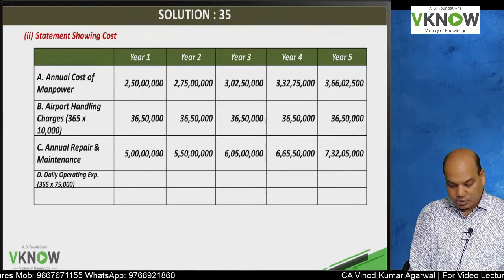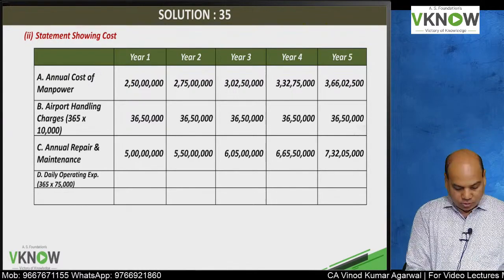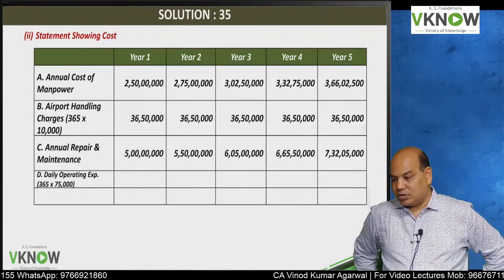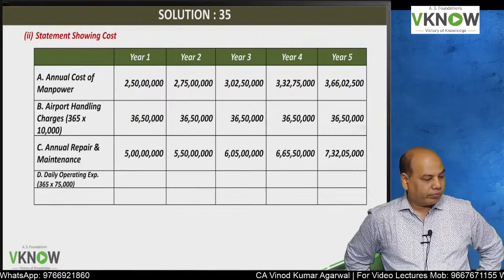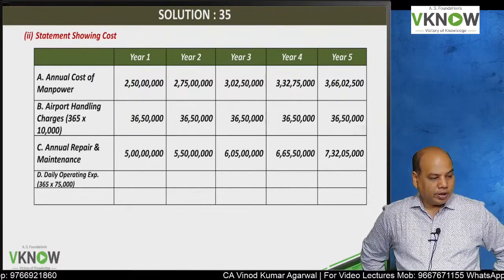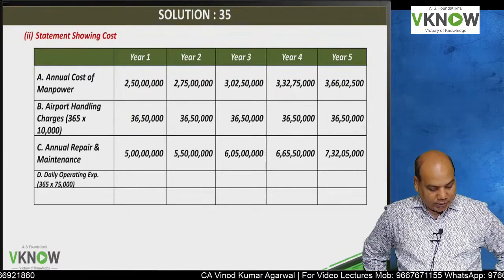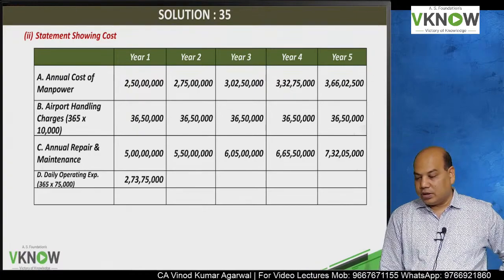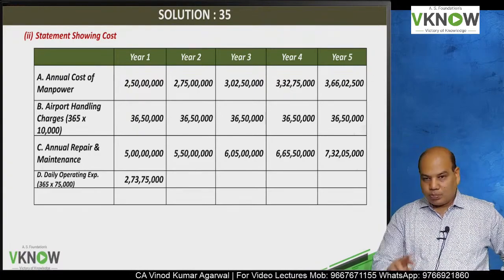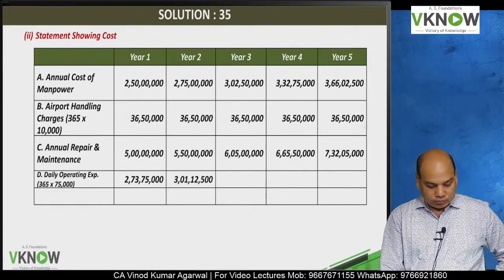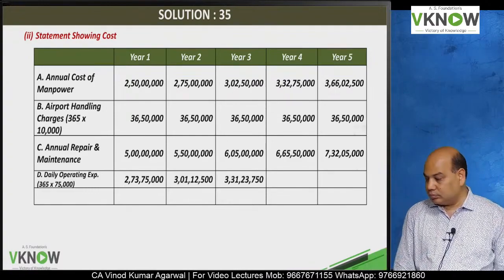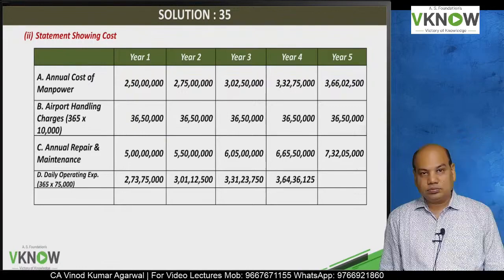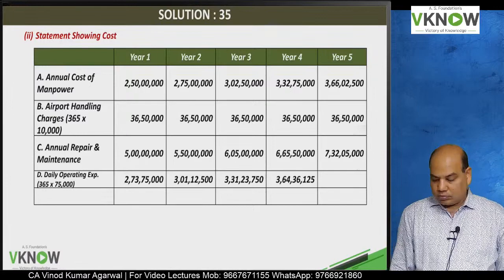Point number D, daily operating expense. Daily operating expense will be 75,000 into 365, 2 crore 73 lakh 75,000, plus 10%, plus 10%, plus 10%, plus 10%.